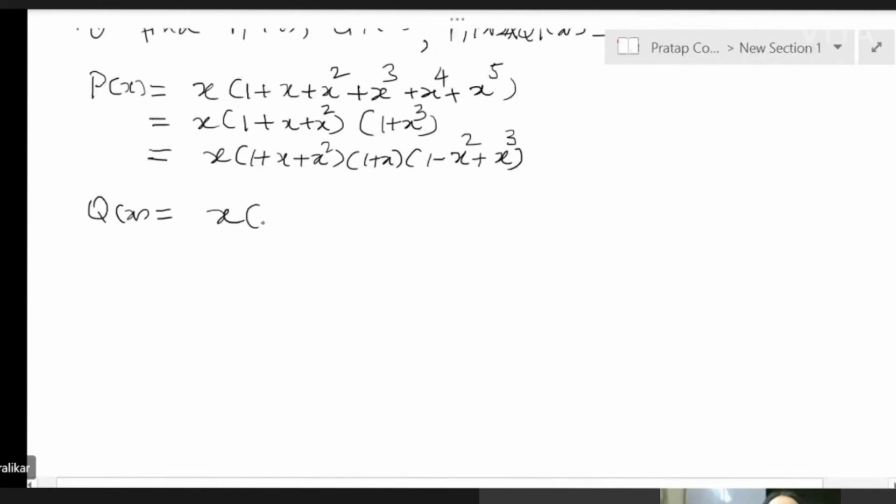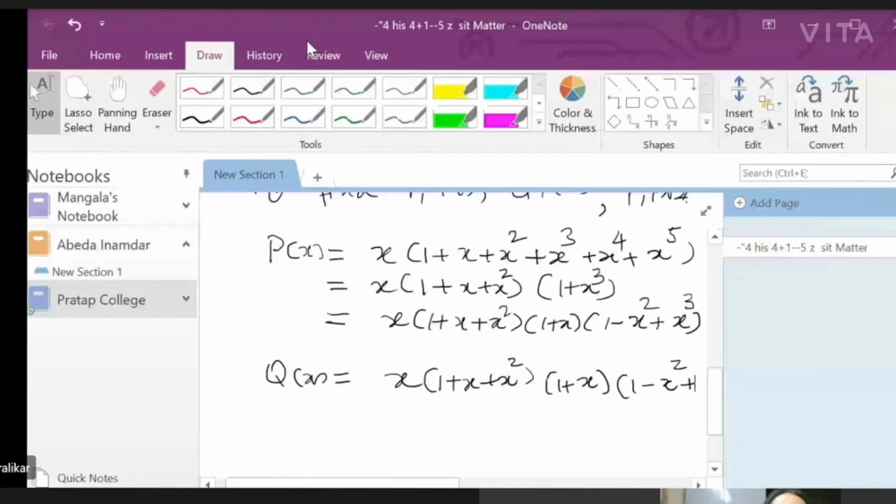And it is not difficult to check that all these factors are irreducible over Z. See, that is the mistake I made and nobody pointed out. Come on, you are not watching. Where is my eraser?